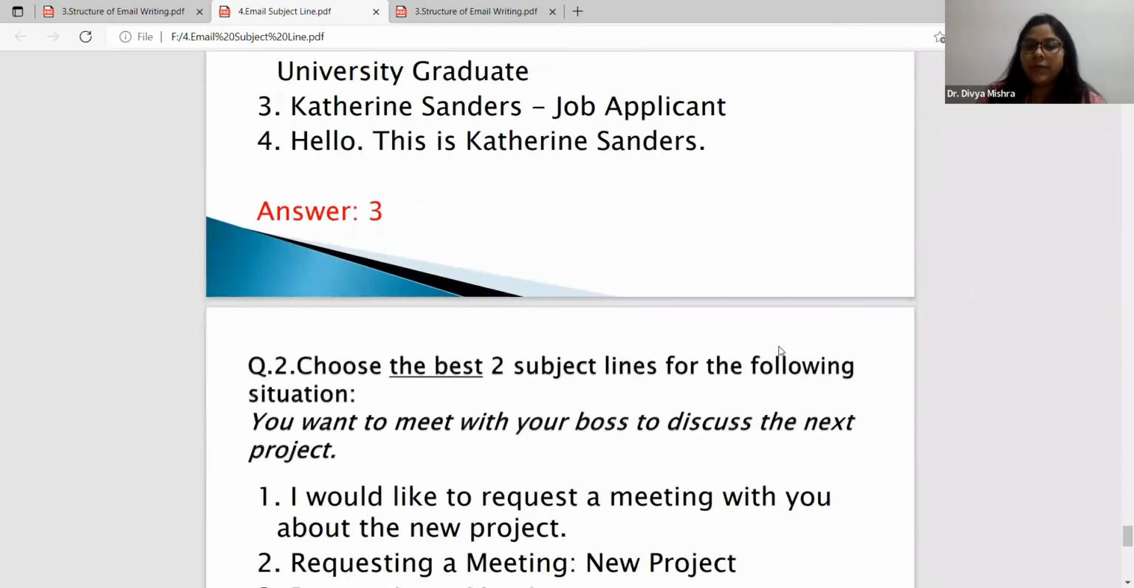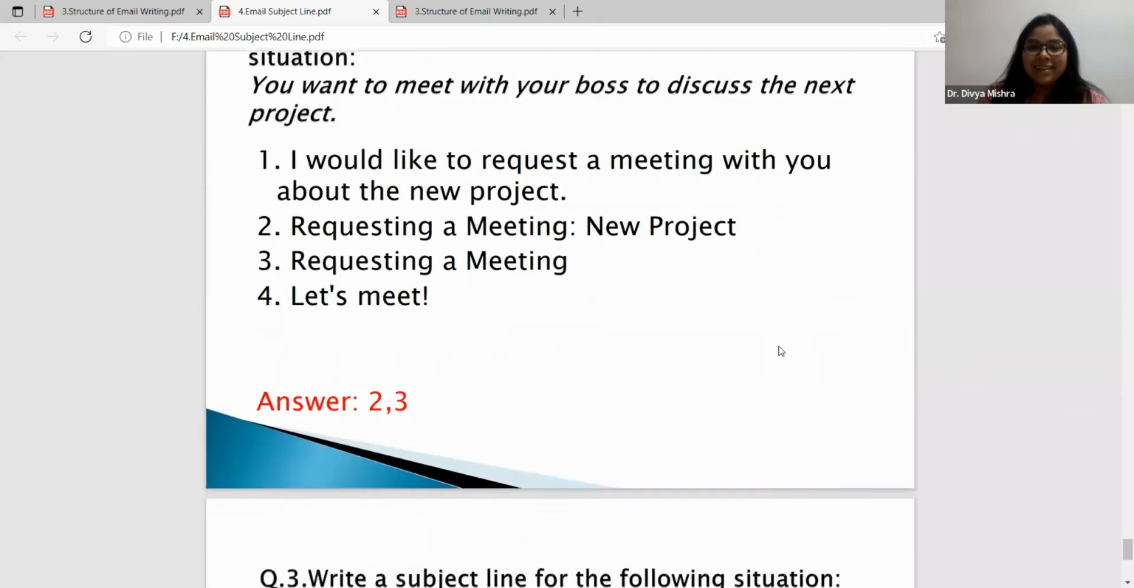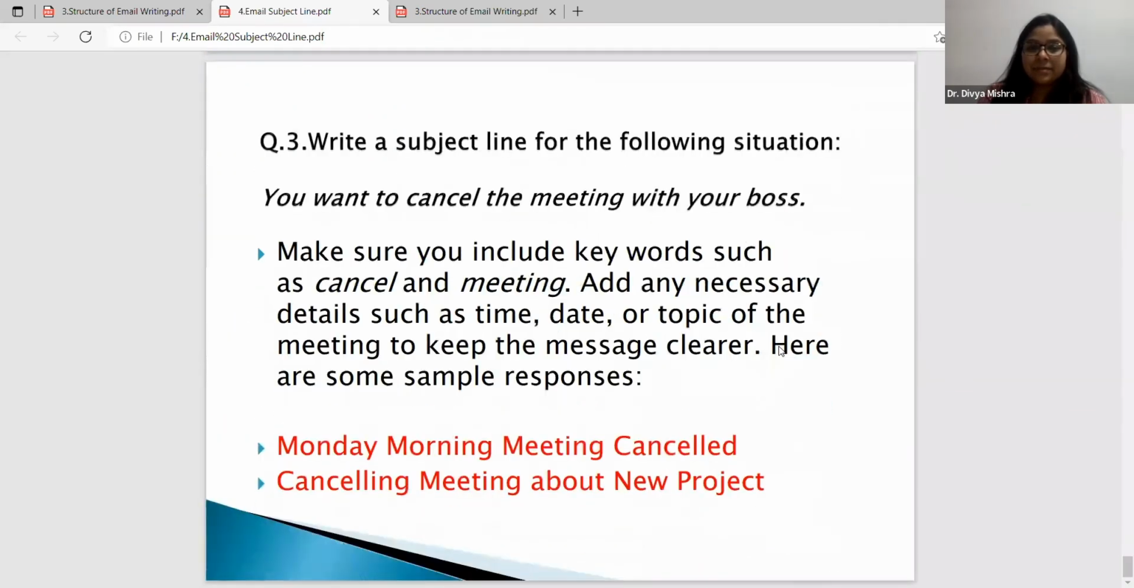Okay, so these are some activities. Ask me if you have any questions related to whatever we have discussed today. Structure of email writing. There are so many things to tell. I think we do not have that much time to discuss. You can see here. Write a subject line for the following situation. You can read this scenario.